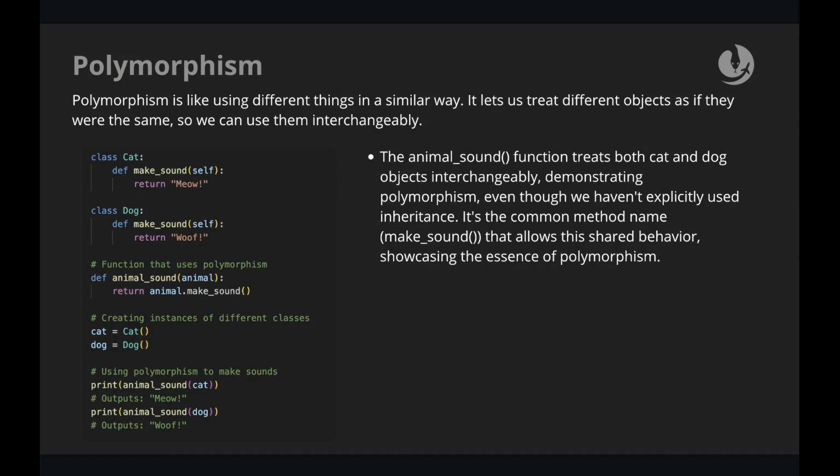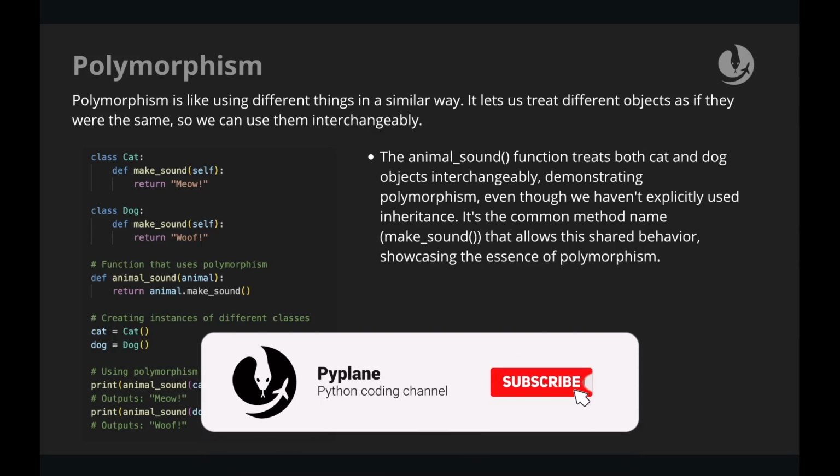So it's finally time to talk about polymorphism, and this is the third pillar of object-oriented programming. And polymorphism is like using different things in a similar way. It lets us treat different objects as if they were the same, so we can use them interchangeably. So right now, let's take a look at our example. I have removed inheritance. I have removed the animal class because on the next slide, we have abstraction. And this is a very closely related topic to polymorphism, and I want to avoid the confusion. So let's focus on what we have here.